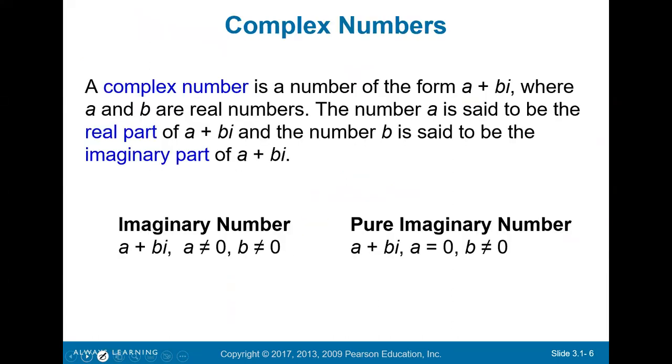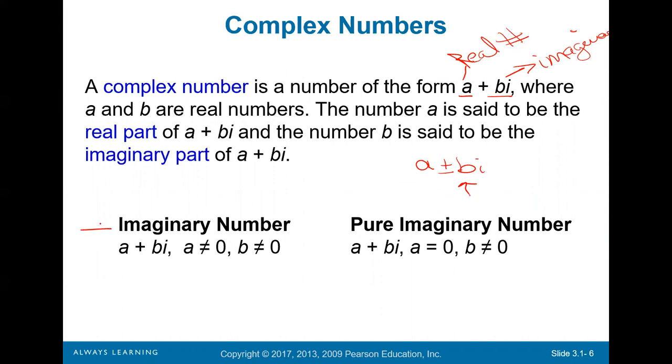Let me get to our next slide. All right, so a complex number is a number of the form A plus Bi, where A is the real part and Bi is going to be the imaginary part. All right, so it's important that you write the real number first, plus or minus the imaginary part. If A is equal to 0, then all I have is an imaginary. If B is equal to 0, then all I have is a real part.